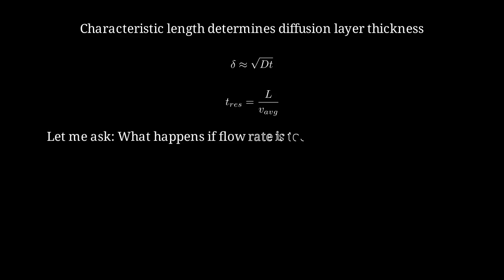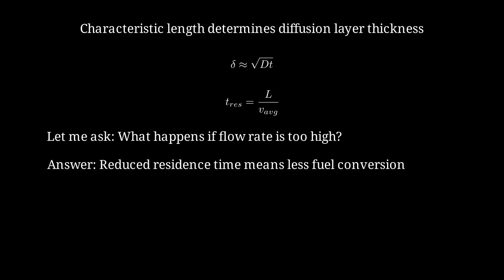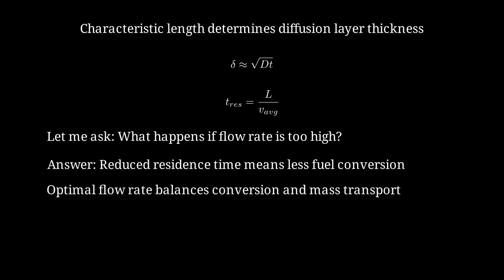Here's an important question. What happens if we increase the flow rate too much? If flow rate is too high, residence time decreases. Reactants pass through before complete conversion, reducing fuel efficiency. The optimal flow rate balances high fuel conversion with adequate mass transport to maintain high current density.